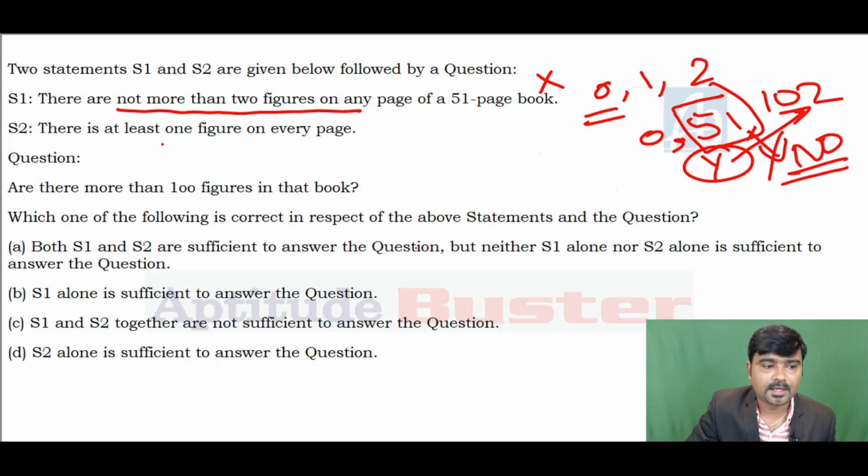Take the second statement alone. There is at least one figure on every page. At least one. If I take 1, the total number of figures is 51.